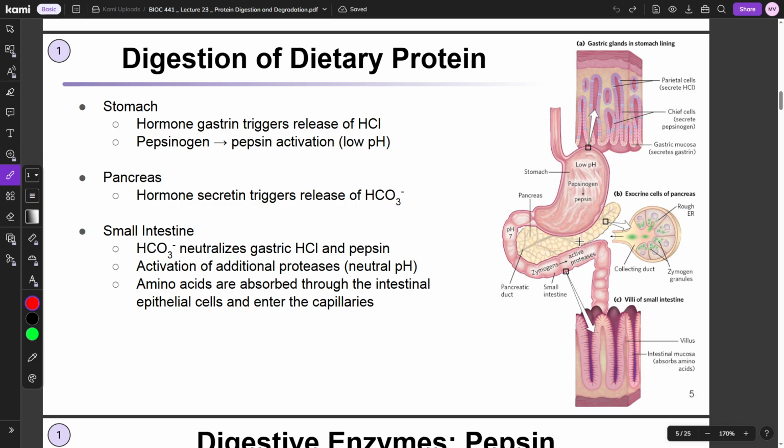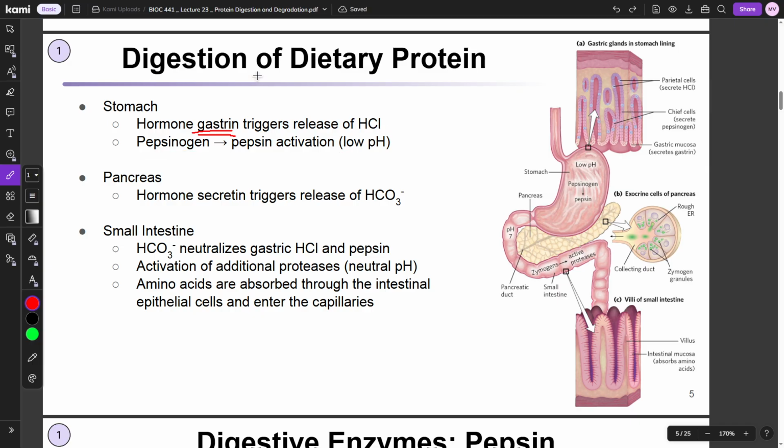So here's kind of like the way that things work. So in the stomach, there's a hormone called gastrin. This is released by G cells, which I don't think is very important to know. It's important for the MCAT, but not for this one. But basically, the release of gastrin triggers the release of HCl, which causes a very low pH. And pepsinogen is a zymogen, sorry, that gets turned on by low pH. So it becomes pepsin at low pH.